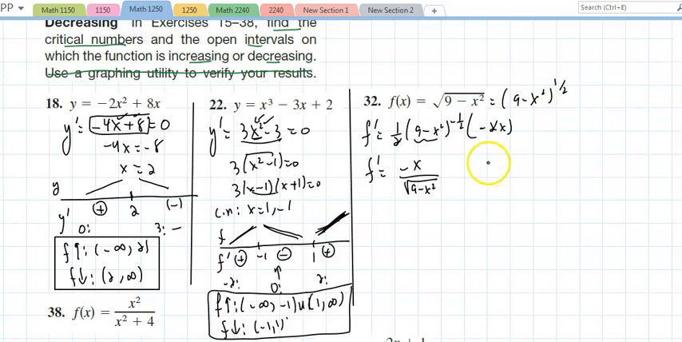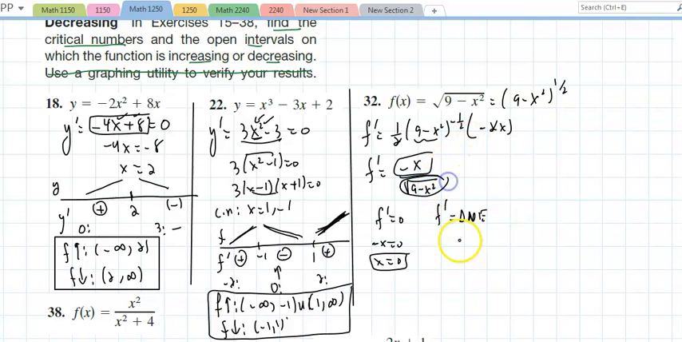Now, where would my derivative equal 0? A fraction equals 0 if the top equals 0. Where would my derivative not exist? My derivative will not exist if the denominator equals 0.